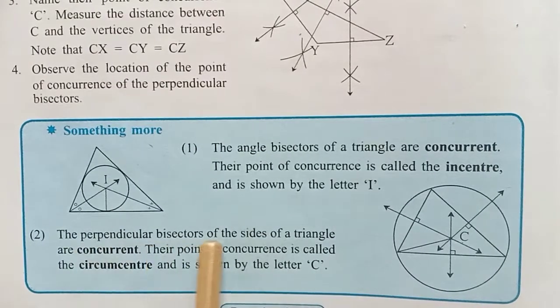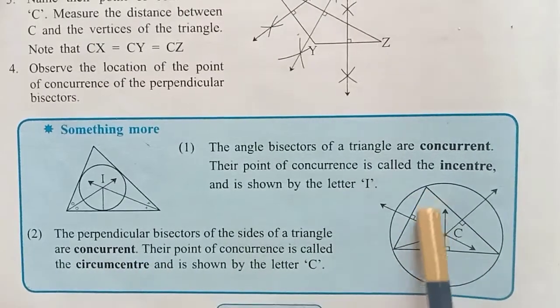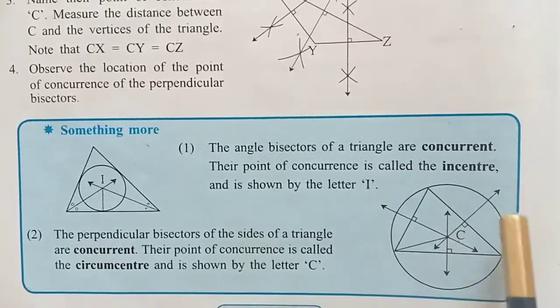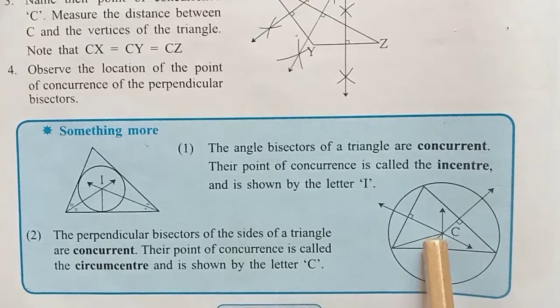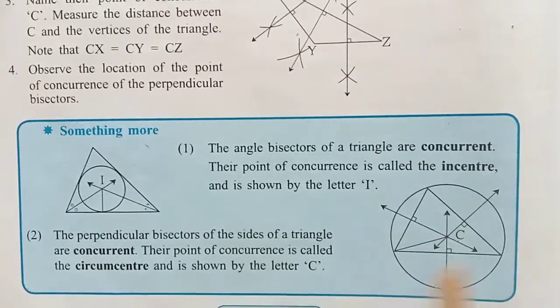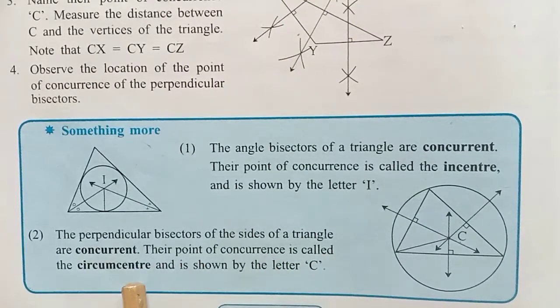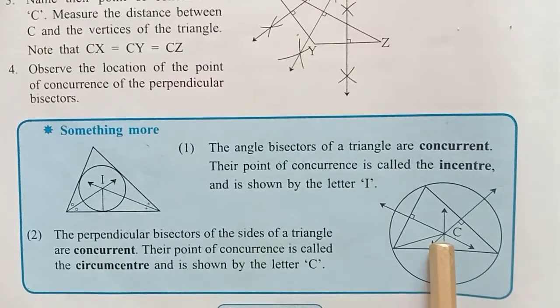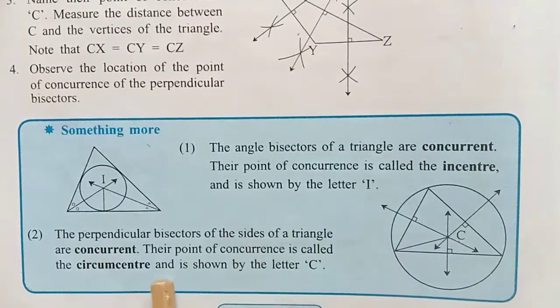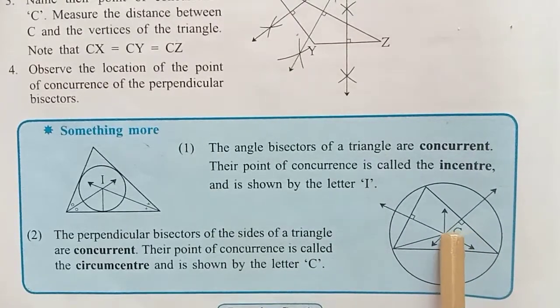Second, the perpendicular bisectors of the sides of a triangle are concurrent. Here, these are the perpendicular bisectors of the sides of a triangle, and they are concurrent. Their point of concurrence is called the circumcenter, and is shown by the letter C.